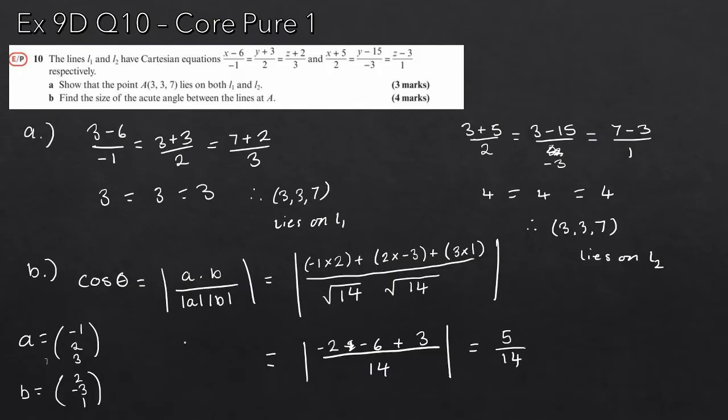And don't forget, we've got to do cos inverse of this, because this is cos theta is equal to 5 over 14, so therefore cos inverse 5 over 14, which is going to be equal to 69.1 degrees. Okay, so there we have it. So that's just shown how we find the size of the acute angle between the lines at A.